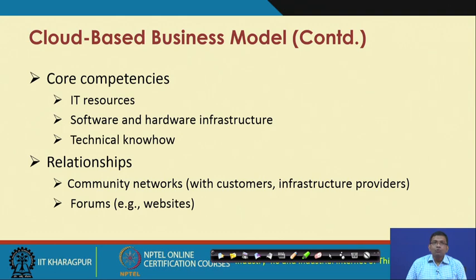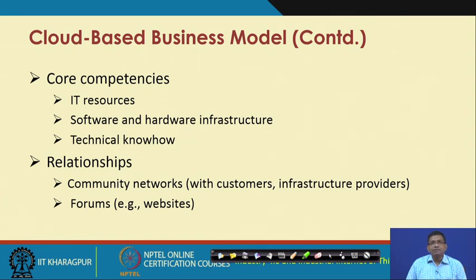So, the next one is the core competencies. If we are talking about the cloud based business model, what is very integral is the core competencies like the IT resources. IT means information technology resources, the software that is used, the hardware infrastructure that is used, the technical know-how, that is also very important. These are the three primary: the IT resources, software, hardware, infrastructure, and the technical know-how. These are the key things to be considered under core competencies.